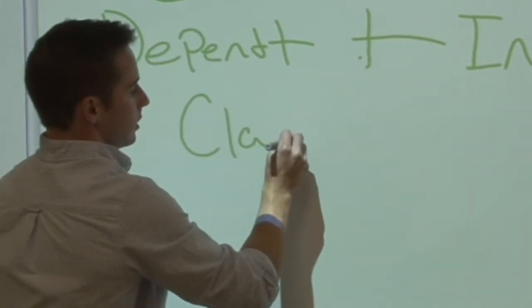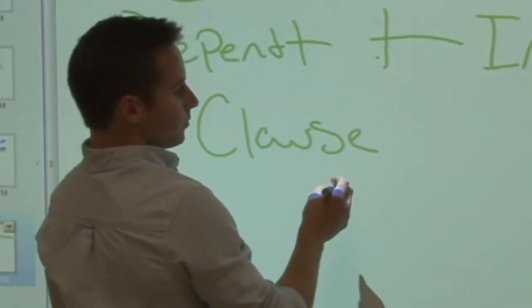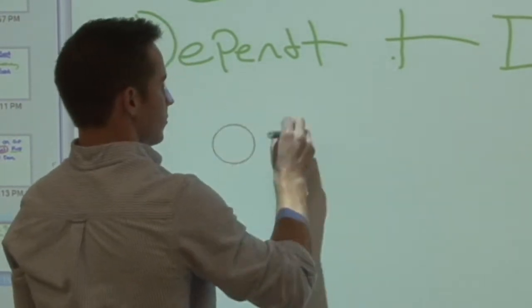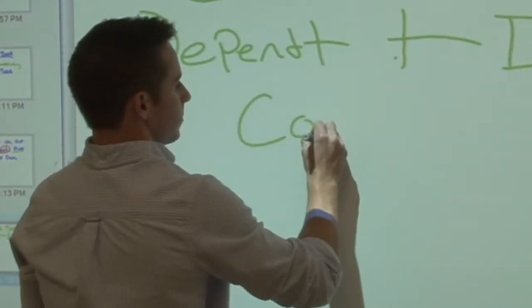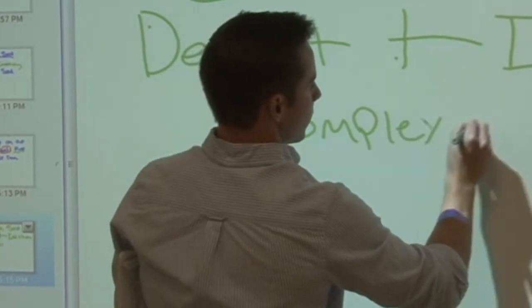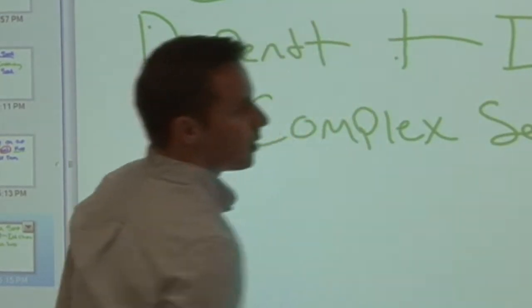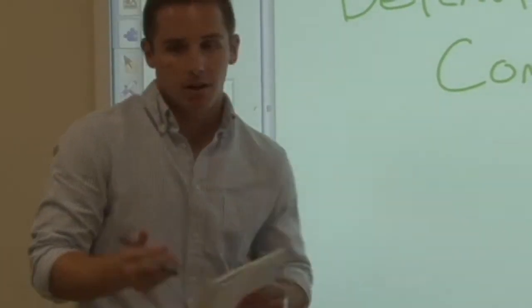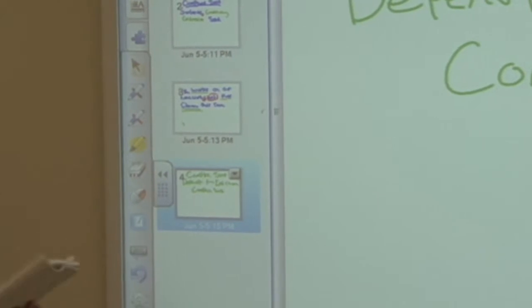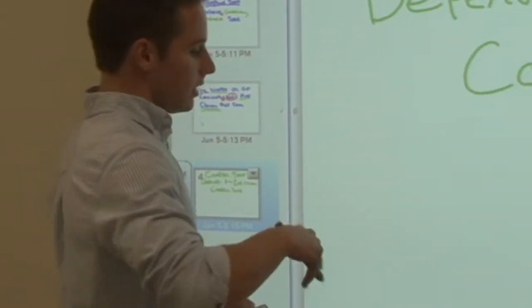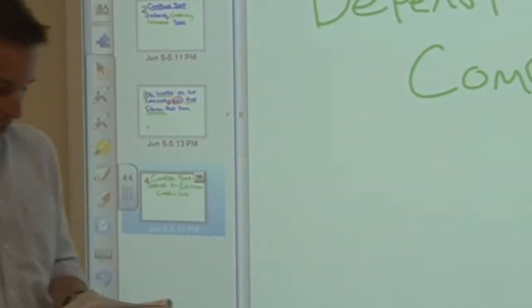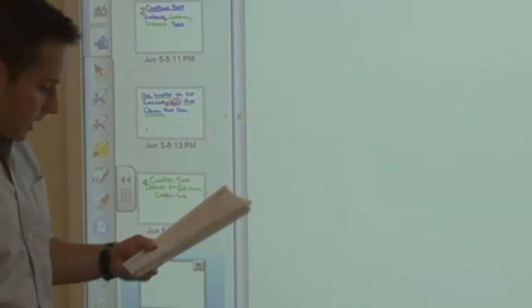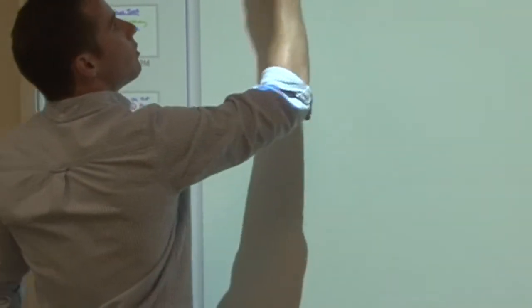Okay? So, now keep in mind, these do not have to be in any specific order. Dependent and independent can go in any part of the sentence as long as they're both in there. You will find a complex sentence. So here's an example to help you understand better what a complex sentence looks like. We'll go over it real quick.